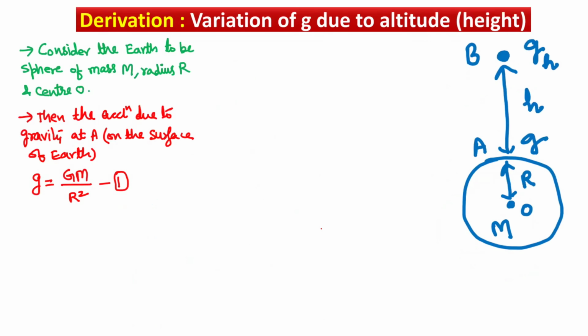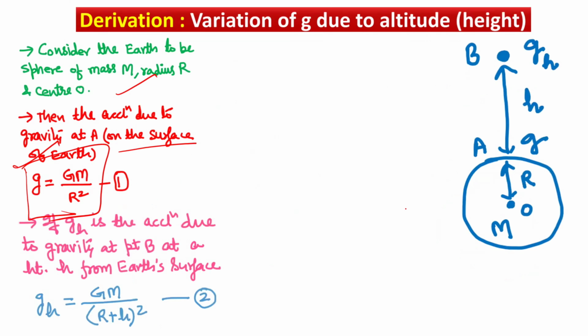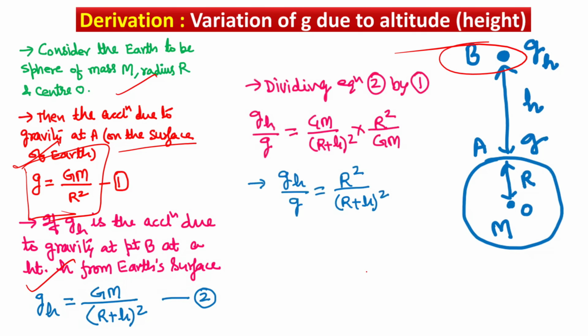How to derive this? See, consider the Earth to be a spherical surface or sphere of mass M, radius R, and center O. Suppose then the acceleration due to gravity at A on the surface of the Earth, that is small g, is equal to GM upon R square, right? So if gh is the acceleration due to gravity at point B, at a height h from the Earth's surface, then gh is equal to G into capital M upon R plus h whole square. Okay, if you are interested to calculate the ratio, just divide equation 2 by 1.